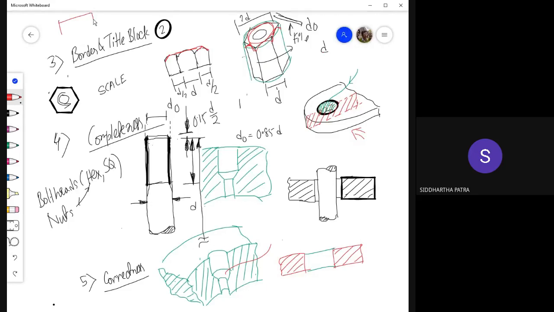So first draw a rectangle of 2D, and let's say the thickness of the nut actually varies. It goes from 0.8D to D for a regular nut, then 0.6D for a lock nut. So it is some D, right? Let's say 0.8D. Make a rectangle out of it. Then divide this 2D into 1:2:1 segments.